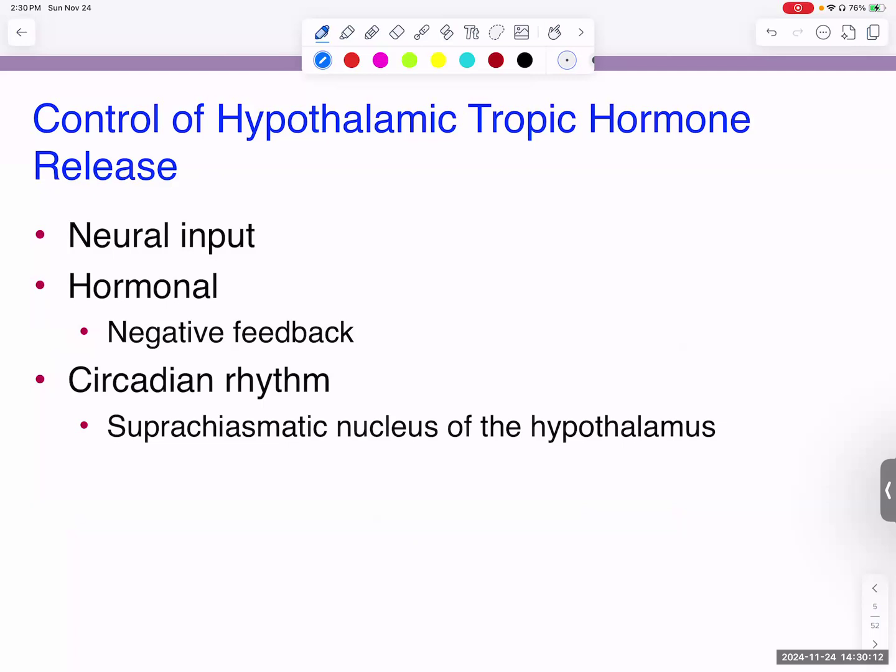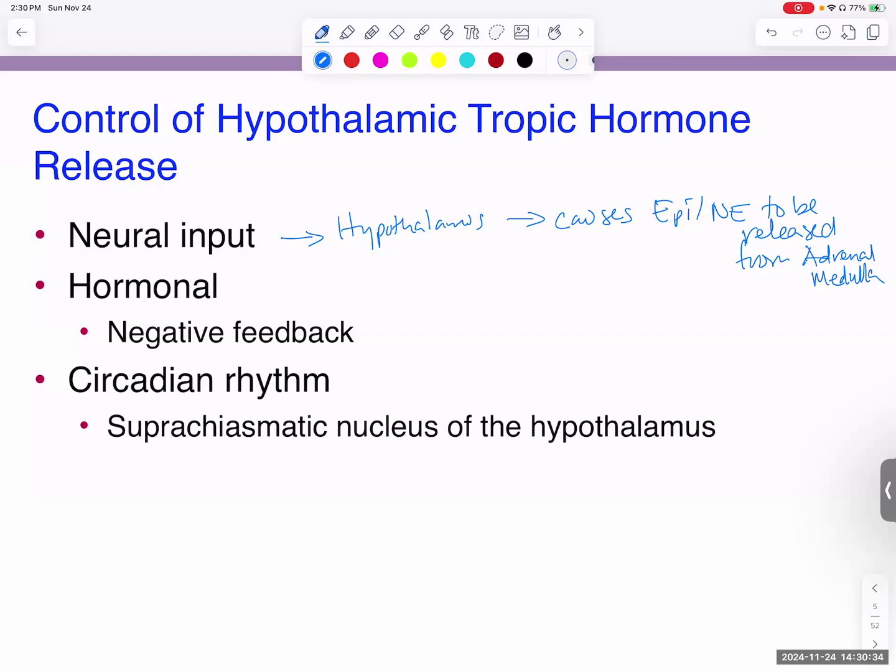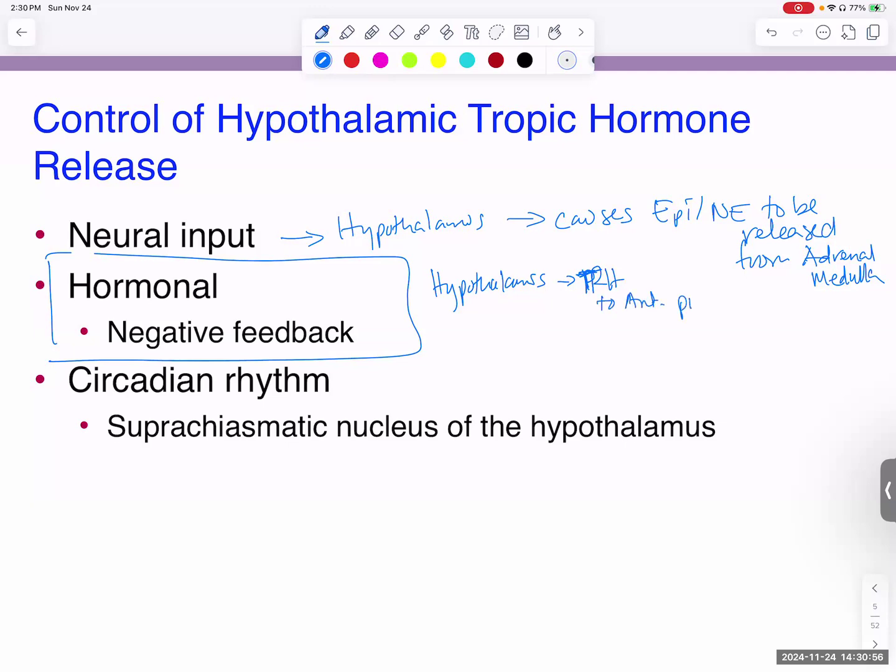Hormones can be released through neural input. This would be hypothalamus. Directly causes epinephrine and norepinephrine to be released from adrenal medulla. That's the inside of the adrenal gland. It can cause hormones to be released, like a negative feedback. Example of this, hypothalamus does thyroid releasing hormone to the anterior pituitary.